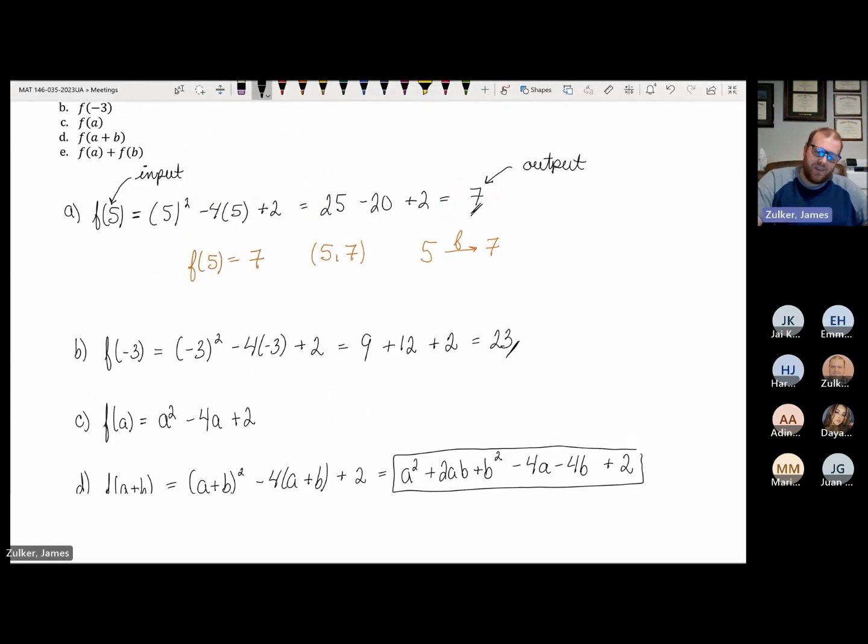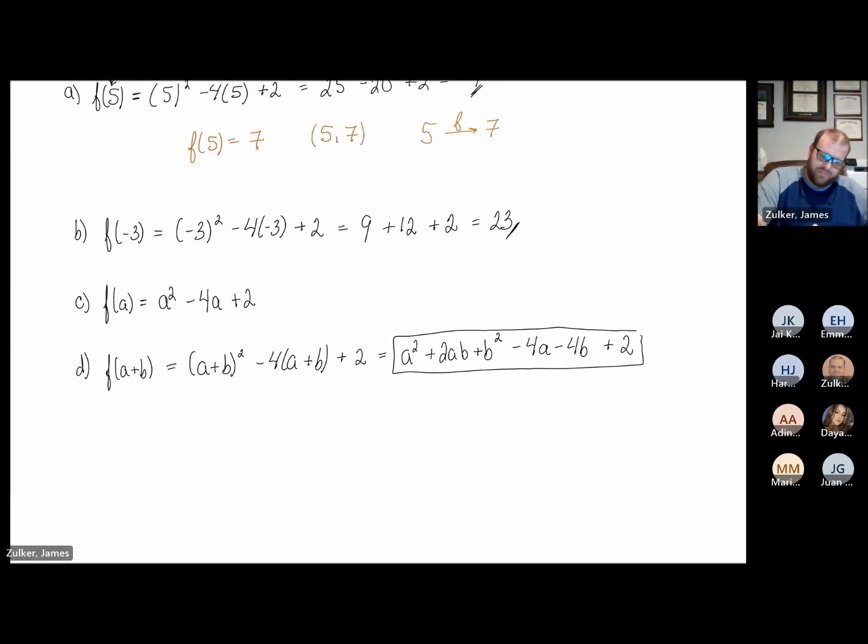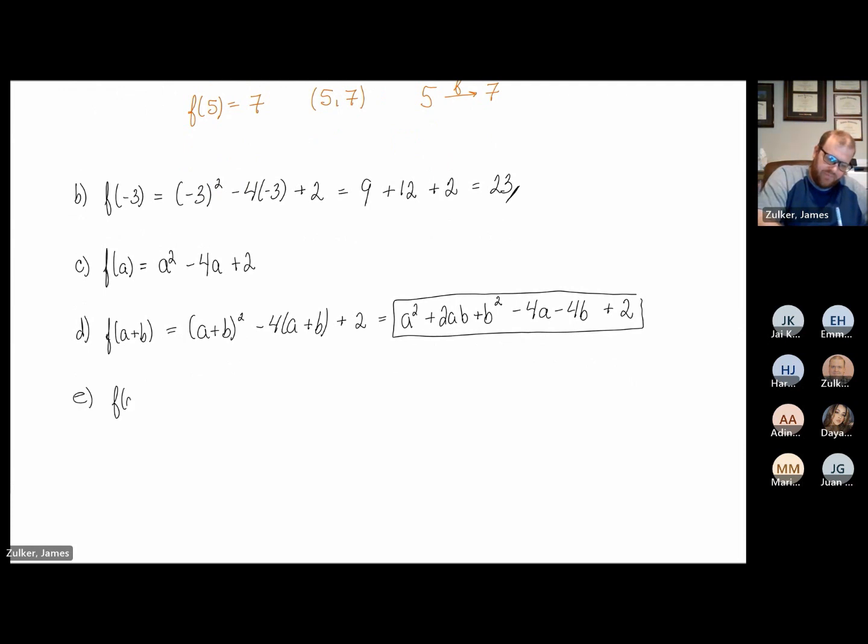And then finally, we have f of a plus f of b. And we already know what f of a is. Yeah, it's part of the a plus b quantity squared expansion from algebra. So there's f of a. F of b would just be b squared minus 4b plus 2, wouldn't it?